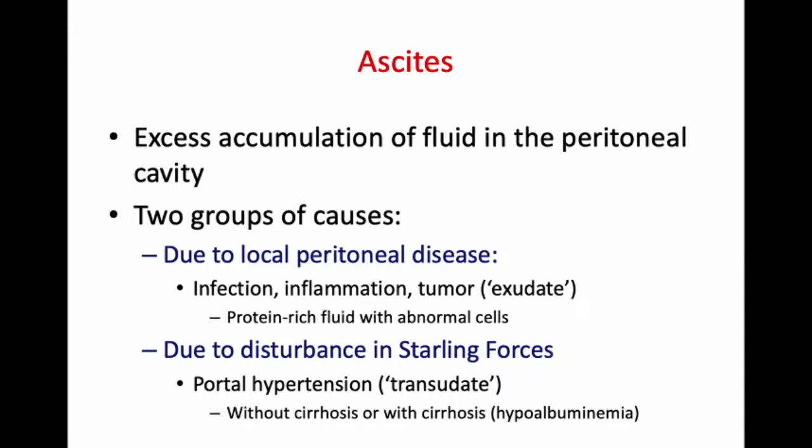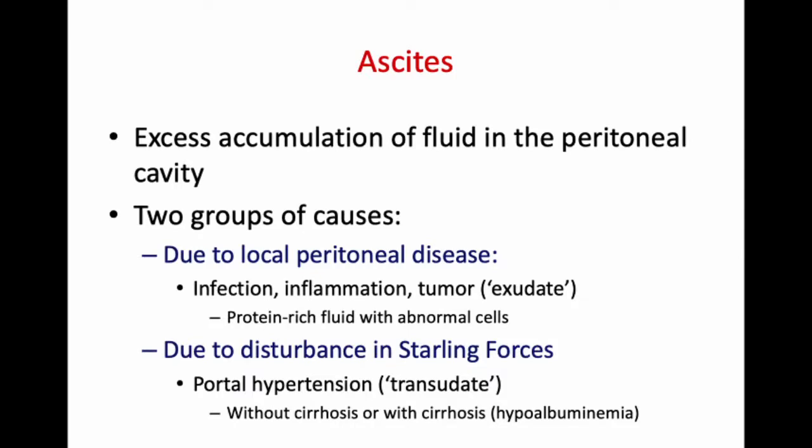But ascites fluid is not formed from one surface. It is formed from the peritoneal surface, yes, that's one part. But the other part is the liver surface. So what you find in ascites is a mixture of the peritoneal fluid and the liver surface formed fluid. So we can't have the same protein concentration division that we have for exudate and transudate. That's why I put it within brackets. So the first group of causes are the local peritoneal diseases such as infection, inflammation, and tumor.